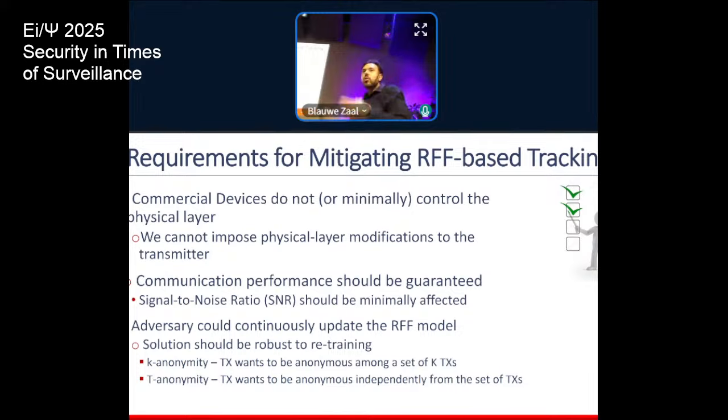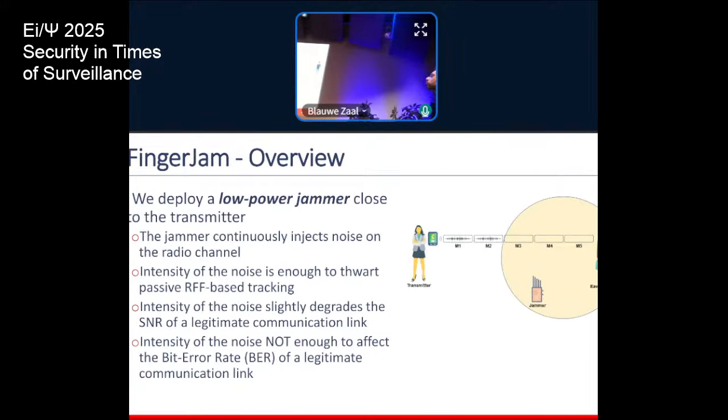Taking into account all these constraints that the problem have, we basically investigated a first solution to this problem that we called FingerJam, that is basically about deploying a low-power jammer, so an external device, close to the device that you want to protect. This jammer is what is more famous, let's say, as a friendly jammer. So it is a jammer that injects just a low power to thwart the radio frequency fingerprinting, but not to affect the quality of the communication link.